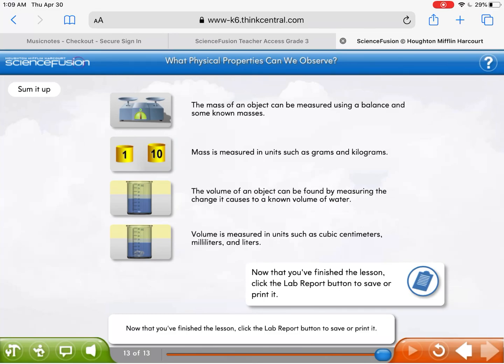And that is all you have to do for science today. I guess that's not really true. You do have to take the lesson 3 quiz. So take the quiz, use your book and the video to help you.